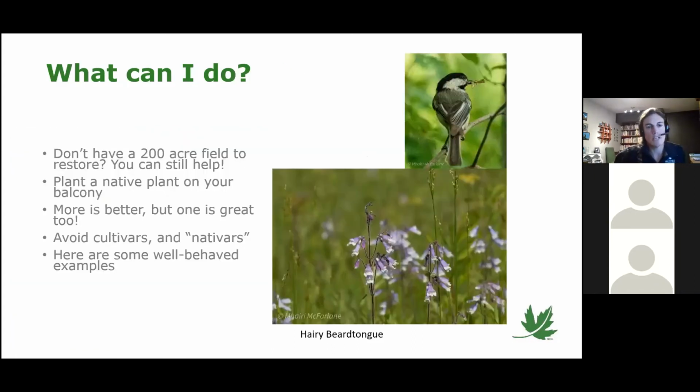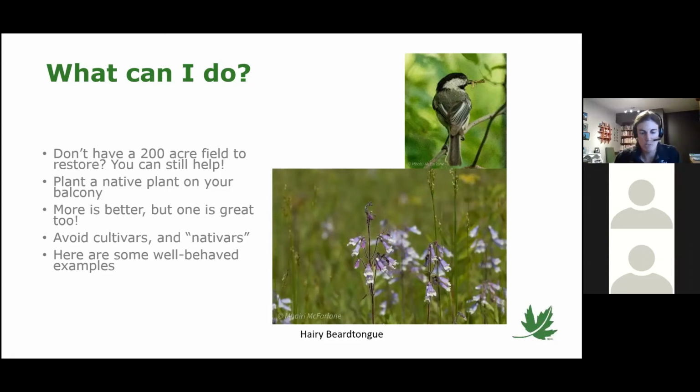So if, like me, you haven't discovered yourself owning a 200-acre field that you can restore, then there's still some stuff you can do to help if you want to do so. Certainly, as I've been working with NCC, I found this kind of work super inspiring, and I really wanted to do a little bit of this kind of work in my own backyard at the scale that I could manage.